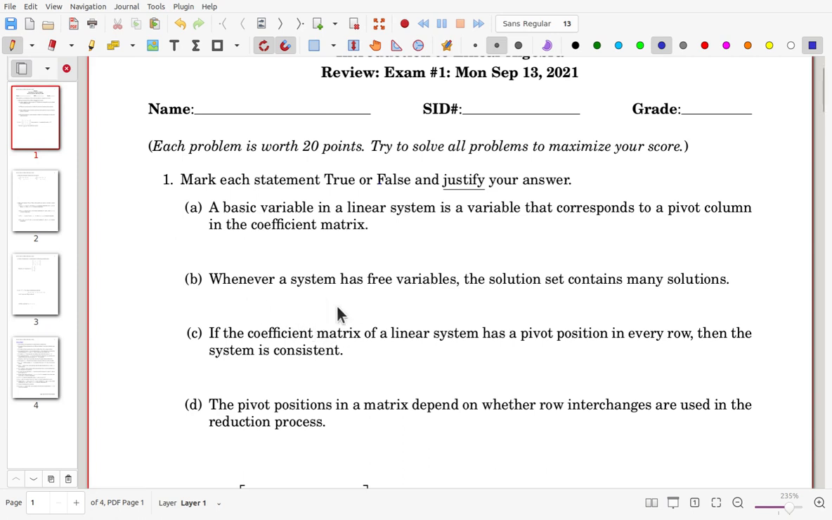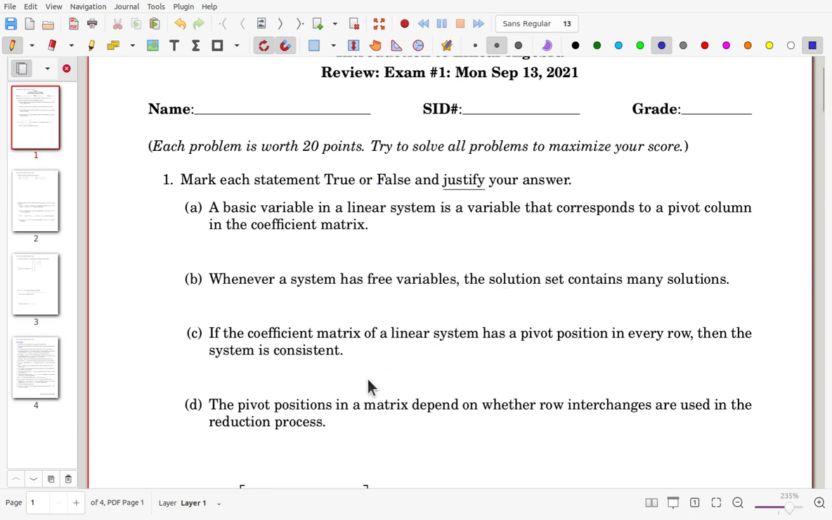Whenever a system has free variables, the solution set contains many solutions. Is it true? Maybe not. To make the sentence true, we need one more condition. The system should have a solution and at least a free variable. Then the solution set contains many solutions, in fact, infinitely many solutions. So the current statement is false.